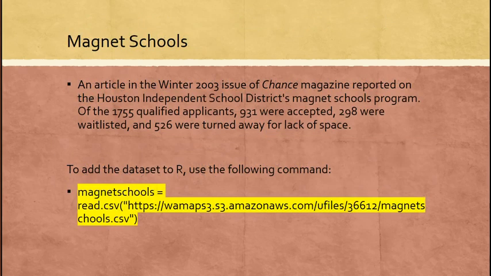So let's take a data set, and this one is called the Magnet Schools data set. An article in the winter 2003 issue of Chance magazine reported on the Houston Independent School District's Magnet School program. Of the 1,755 qualified applicants, 931 were accepted, 298 were waitlisted, and 526 were turned away for lack of space.